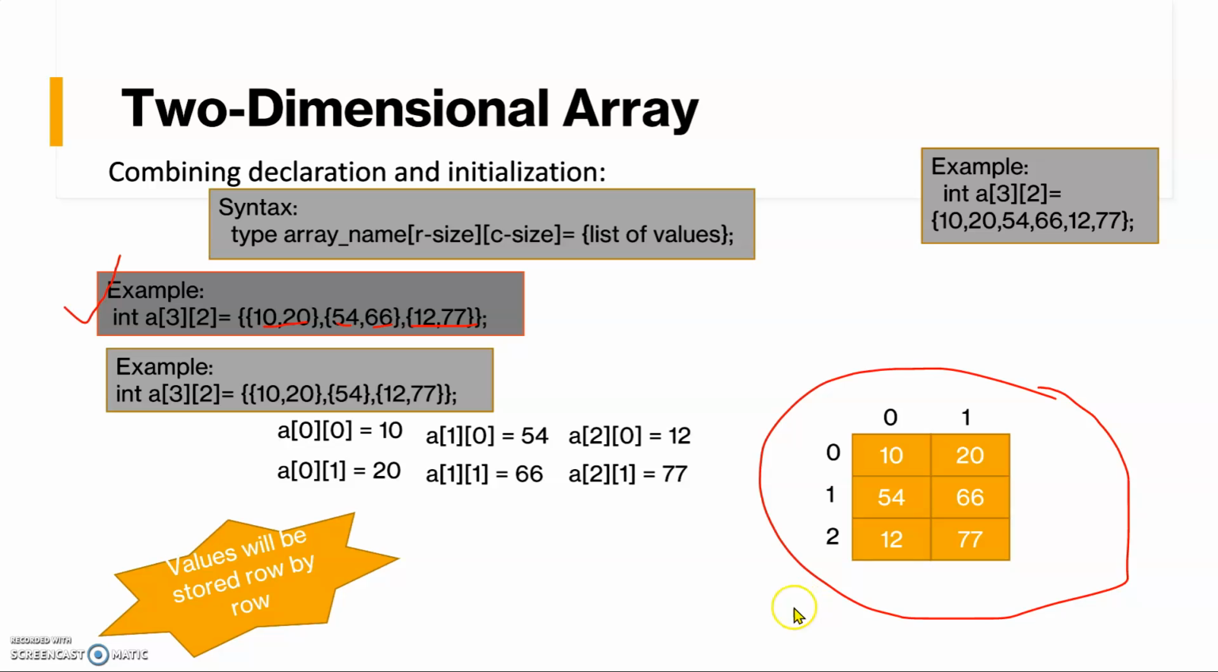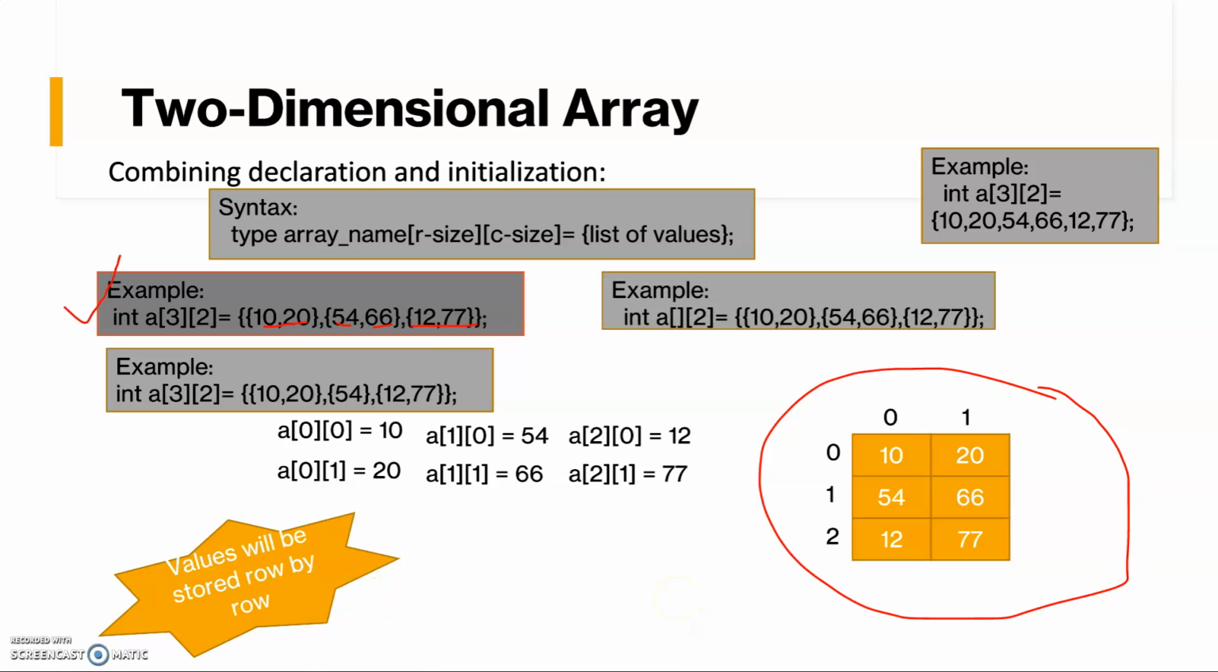Row by row memory will be allocated. That you need to understand. So in arrays, two-dimensional arrays, the values will be stored row by row. Okay, this is how compile time initialization can be done.